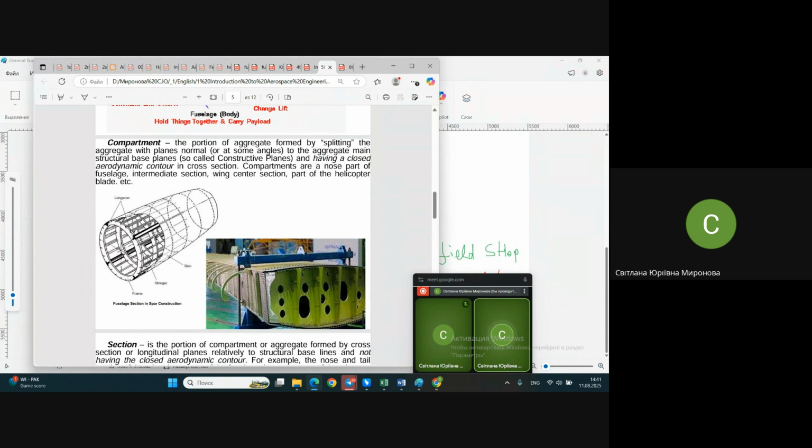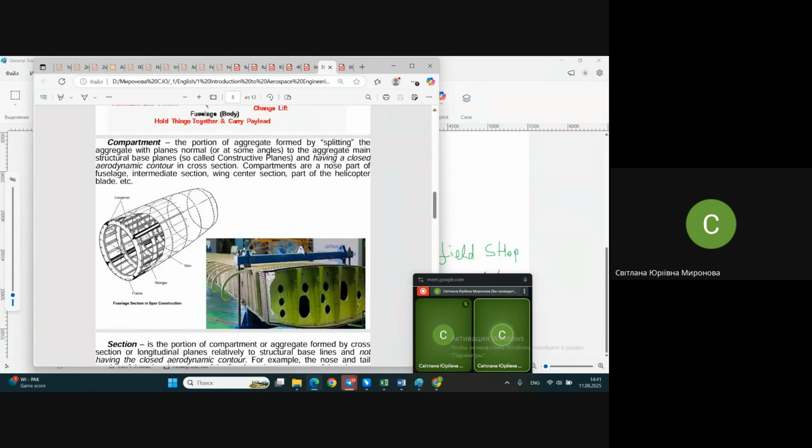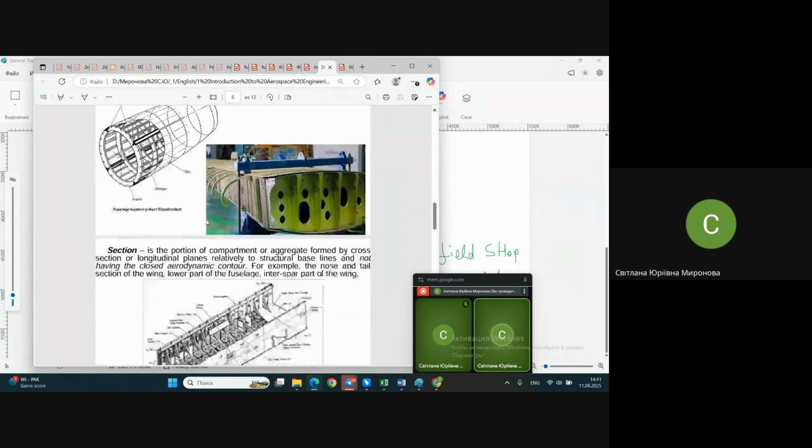Compartment is a portion of the aggregate, finished in design, in structural and technological meaning, and so on, obtained by division by a plane normal to the longitudinal axis. A compartment of the wing, for instance, is the center wing or left wing, right wing, or half wing, of course, you understand. And one more name is section. A section compartment always has a closed contour. What is that according to our standards? That is compartment, that is section.